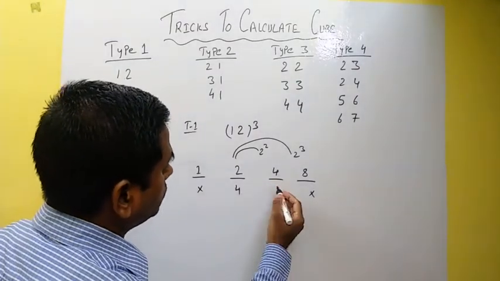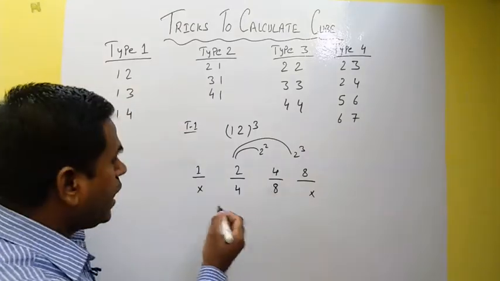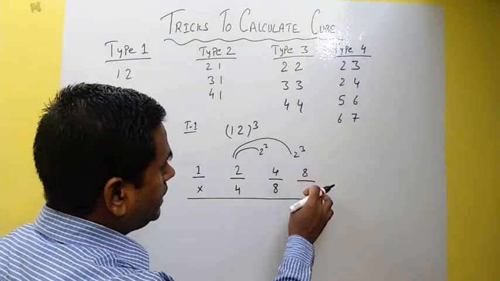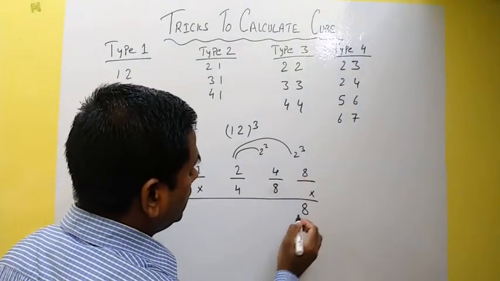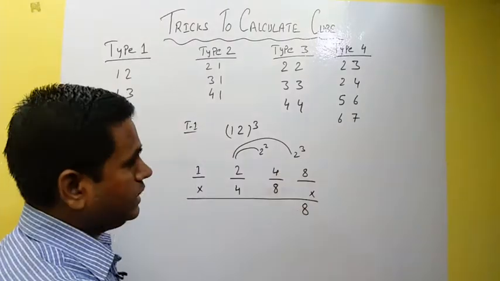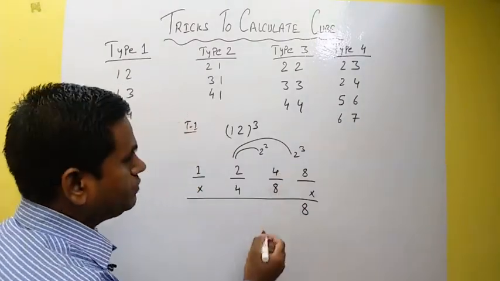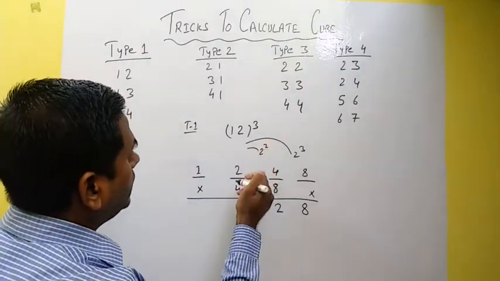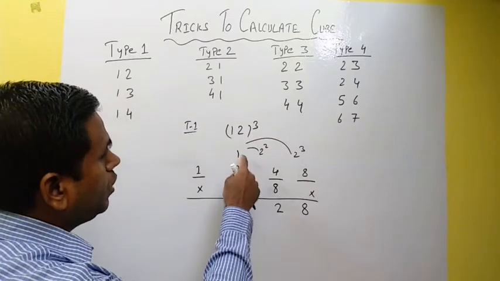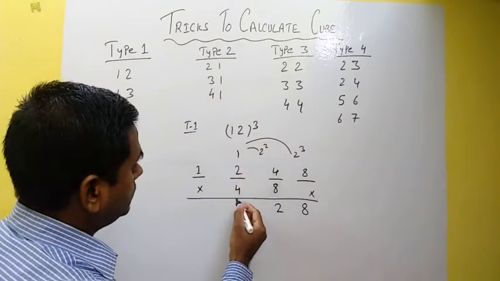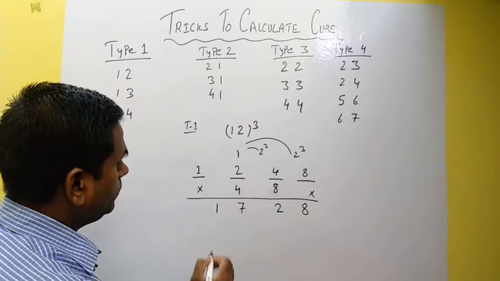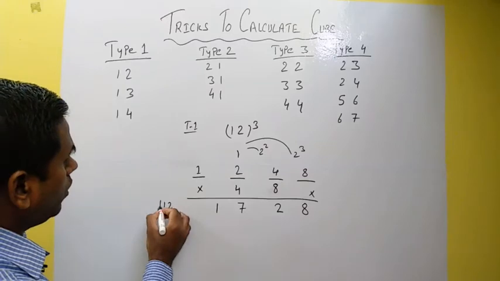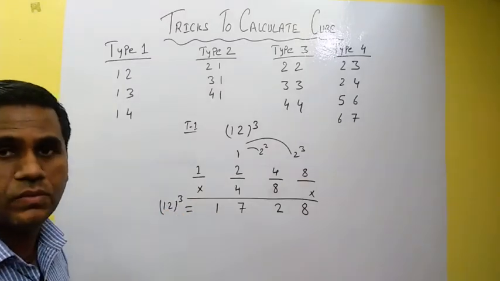I just did 4 into 4. Double of 4 is 8. Now we will add these numbers, and upon addition you can see this becomes 8, this becomes 4 plus 8 is 12. So when it comes 12, we will write only 2, and 1 will be carry forwarded. Now 1 plus 2 plus 4 is 7, and here 1. So 1728 is the cube of 12.